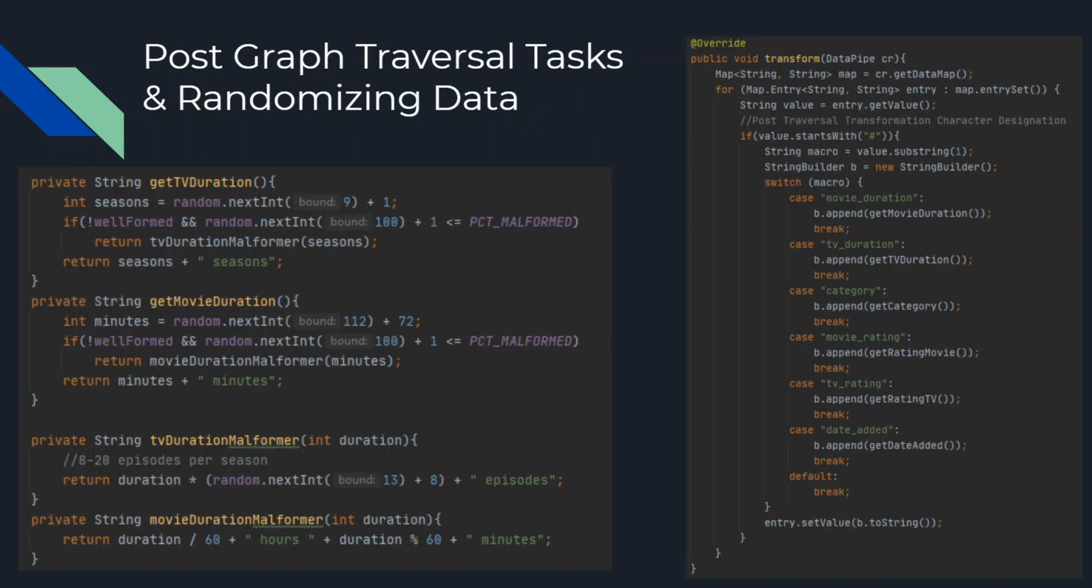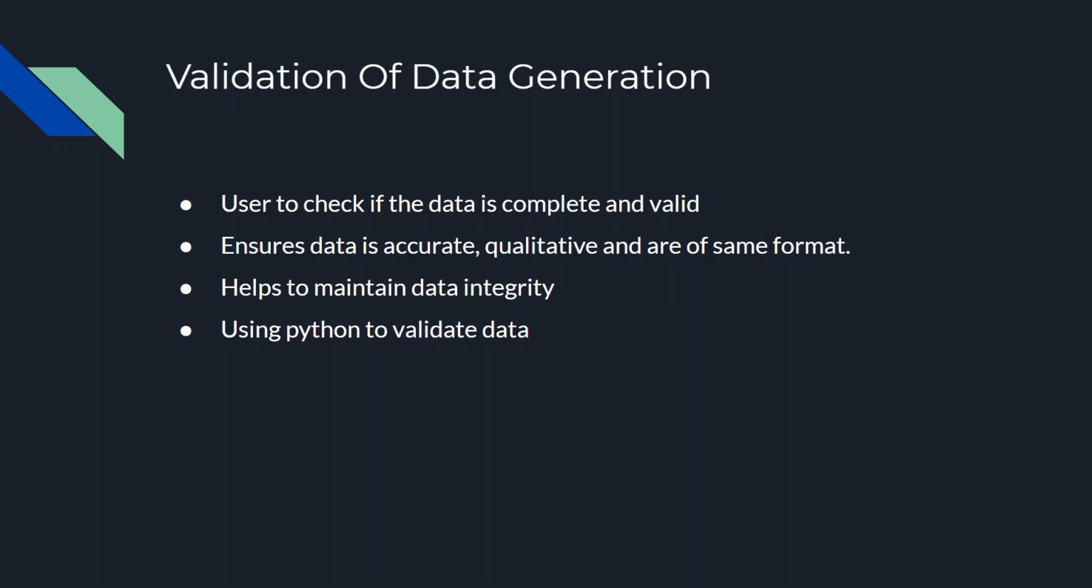Validation allows the user to check that the data generated is complete and valid. It also ensures that the data used for testing are accurate, qualitative, and are in the same format. It helps to maintain data integrity because it helps to ensure the legitimacy of conclusions. Some common data validation rules that help maintain integrity are data type, to check if the columns are of the same data type, and data range, and if unique values are in some columns, and that there will be no null values.